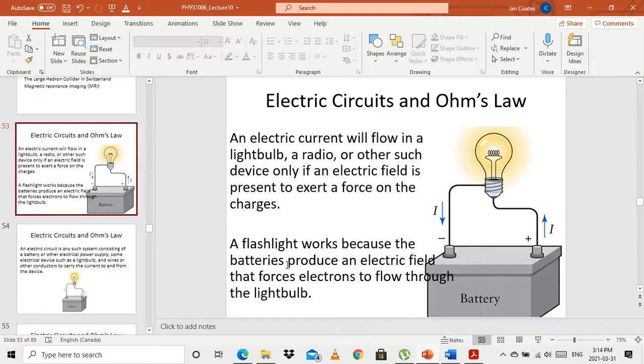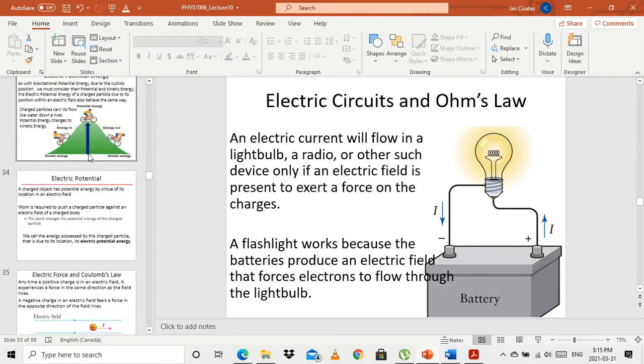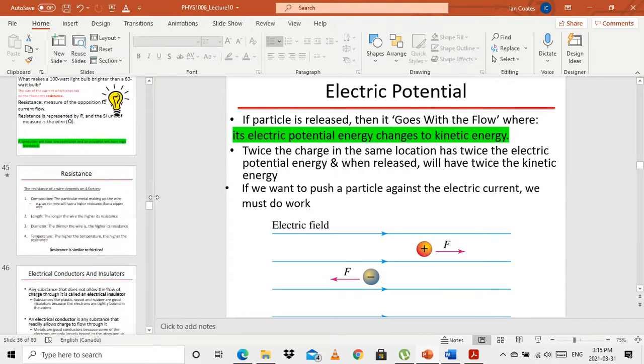And a flashlight works because the batteries produce an electric field that forces the electrons to flow. And that's what this is all. There's your electric potential energy, right? It all has to do with the battery producing the electric field. And once you have the electric field, that's slide 53. Once you have the electric field, wham, they start to move, right? Go with the flow.